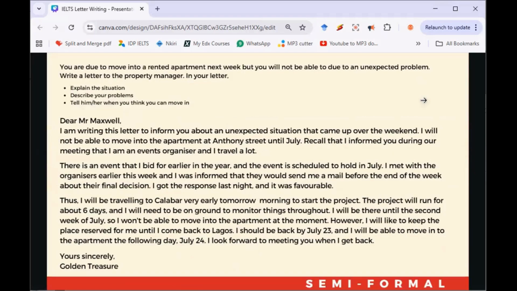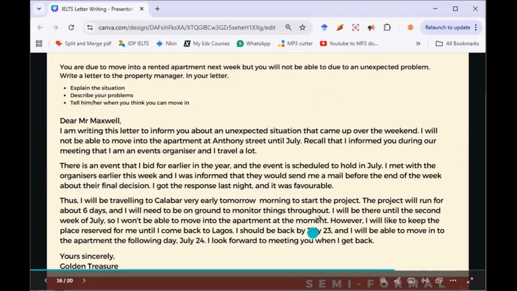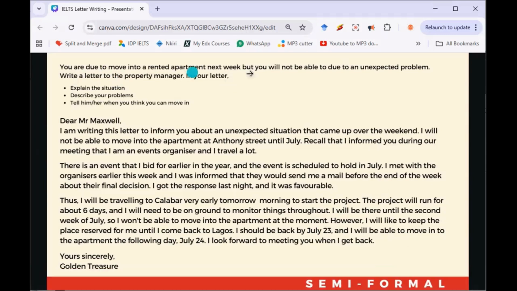So here we have a kind of semi-formal letter. You can see that at the bottom here, semi-formal letter. So here they said that what? You are due to move into a rented apartment next week, but you will not be able to move due to an unexpected problem. Write a letter to the property manager. In your letter, number 1, explain the situation. Number 2, describe your problem. Number 3, tell him or her when you think you can move in. So let's look at it.